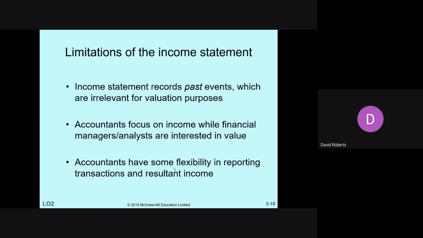So finance is futuristic. It doesn't care about the share price 10 minutes ago. It cares about the share price now. And more importantly, what the share price is going to be 10 minutes into the future, 10 days into the future, 10 years into the future. So finance is like looking out the front windshield of your car. Accounting is like looking in the rear view mirror. And they both have their place.